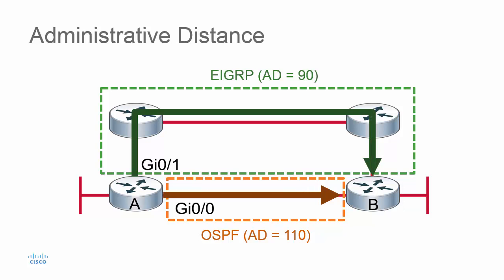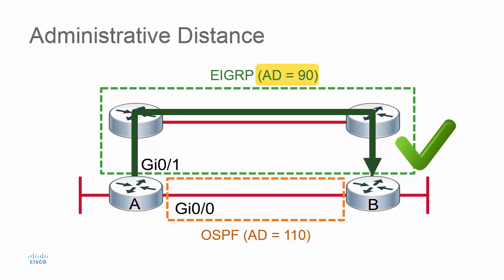However, the EIGRP route has a lower administrative distance than OSPF, so the router will choose the route that was advertised by EIGRP, so the one via Gigabit Ethernet 0/1. The router will install this route into its routing table. If for some reason the path that was advertised by EIGRP goes down, the route that was advertised by OSPF will be entered into the routing table.